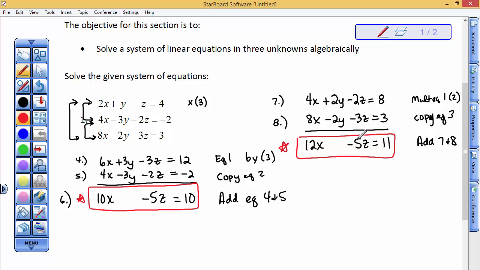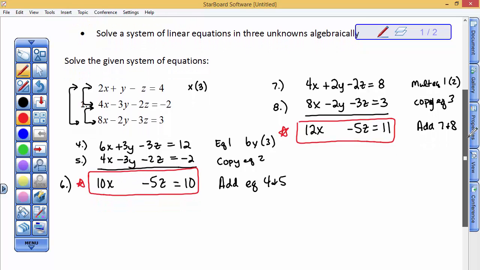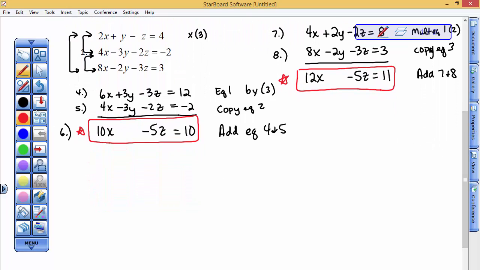That has an x and a z in it, just like this one right here. So now I'm going to scroll a little bit, and I'm going to copy equation 6, which is 10x minus 5z equals 10, and equation, let's call this statement 9, equation 9. They're the two red equations.